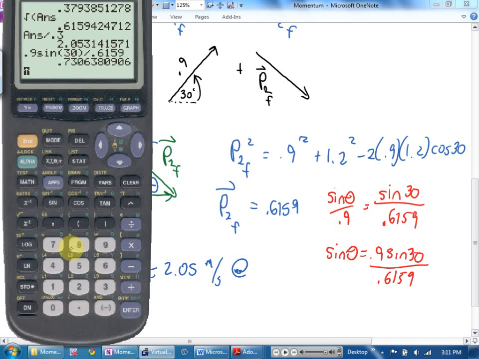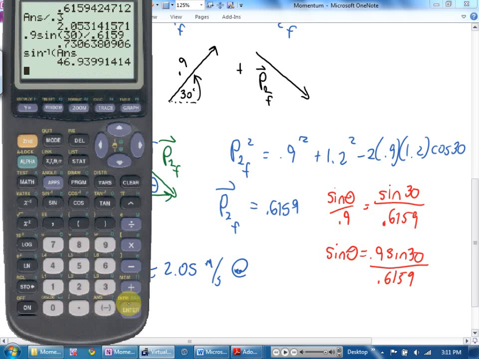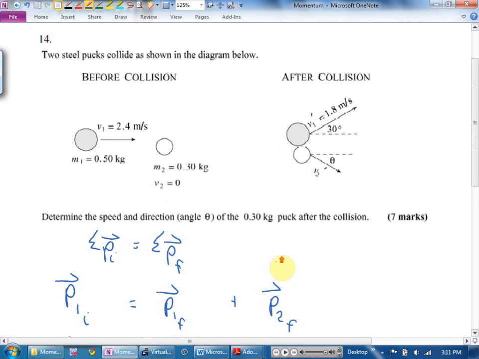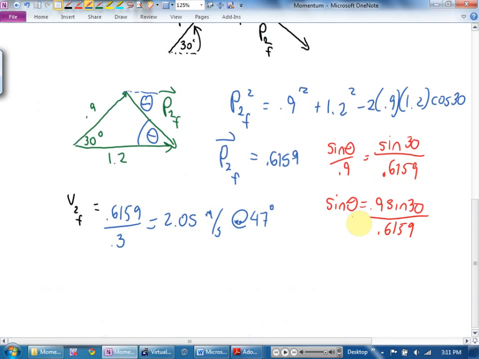How can I find theta? Inverse sine of that. And you don't need to worry in physics 12 about the CAST rule or anything like that, because we're staying always in physics 12 in the top half of the circle, for those of you that are in math 12. So our inverse will work. We're only finding one answer anyways. 47 degrees. You could either say below the horizontal. I would probably go with north, east, south, and west, and I would call it south of east. That is absolutely a question very similar to what you'll see on the test.